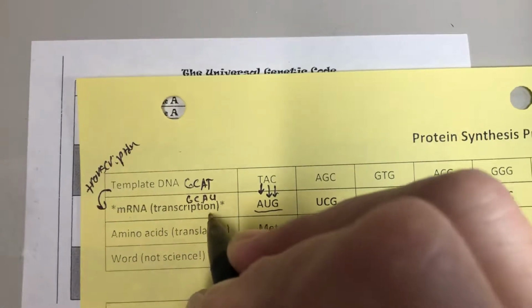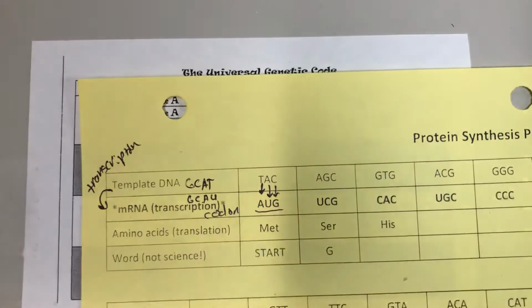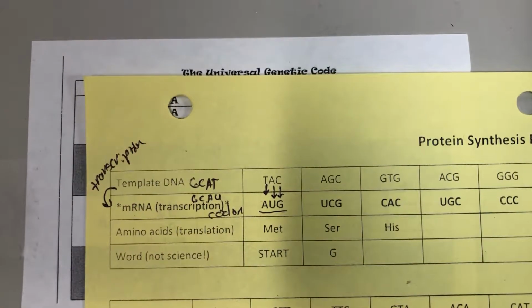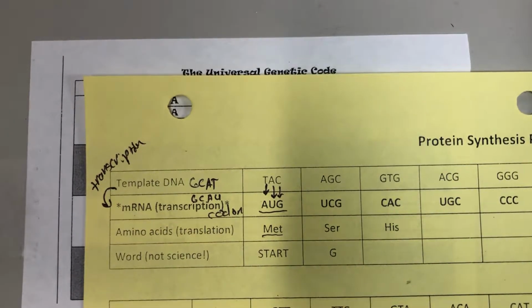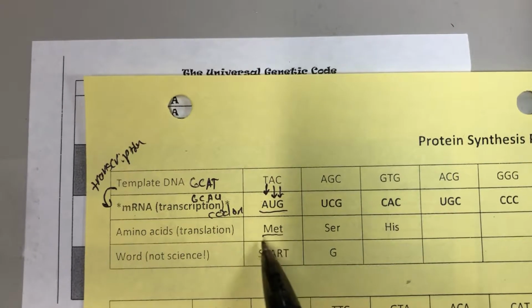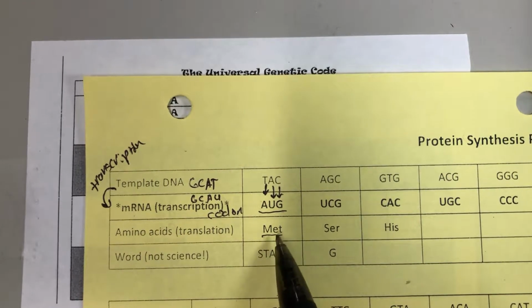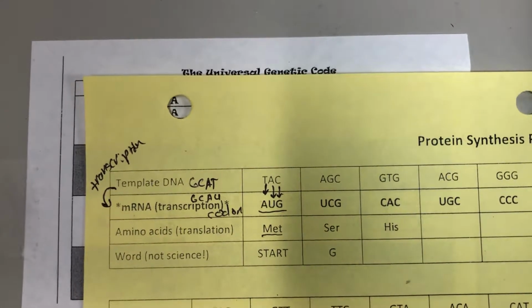Now that 3-letter combination is what we call a codon. It's the thing that the genetic code is on, the 3 letters of RNA. And we read the codons. We read the genetic code to figure out what amino acid we're going to make. And this amino acid is already filled in for us. It's methionine. Now, MET is just the abbreviation for its name.